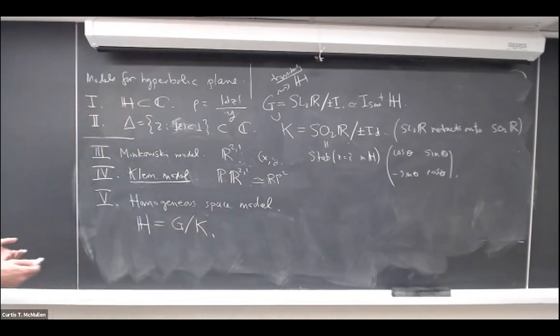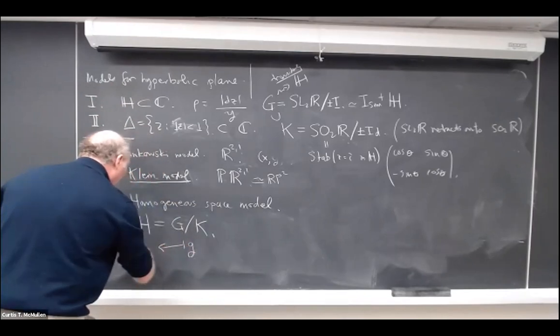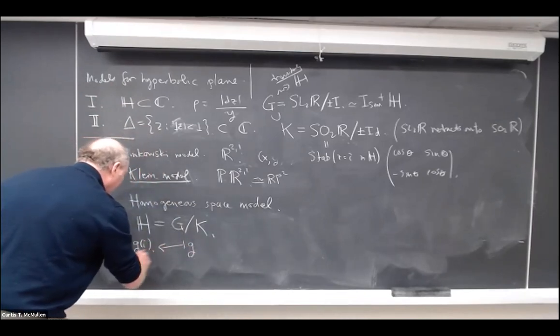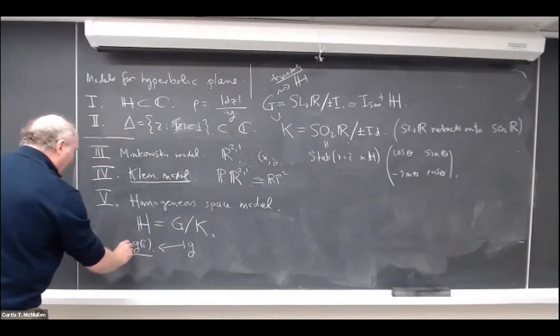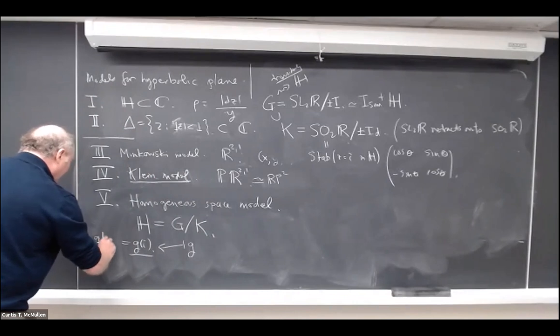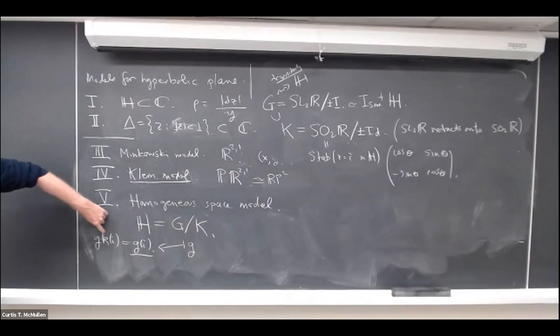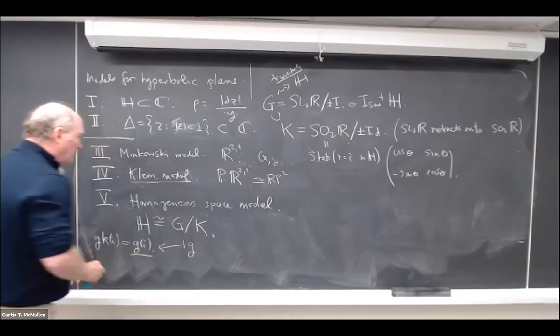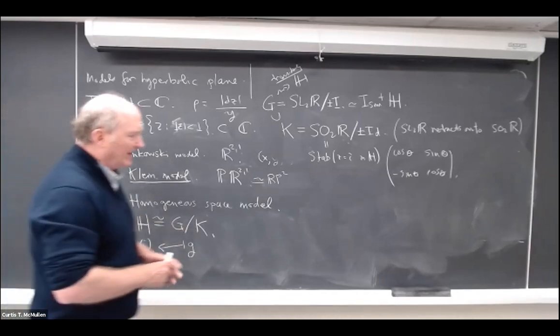And how do we obtain a correspondence here? What we do is we send g to g of i. And you see, if we were to replace g by g times k, where k is in this compact group here, k fixes i, so g of k i is the same as g of i, because k of i is i. So we get a bijection between the upper half plane and this particular quotient of the group G.